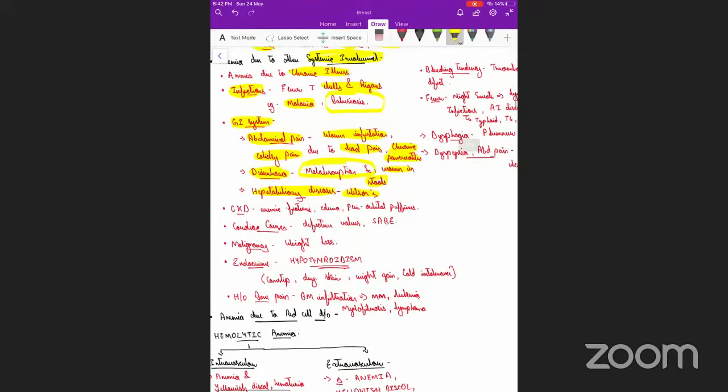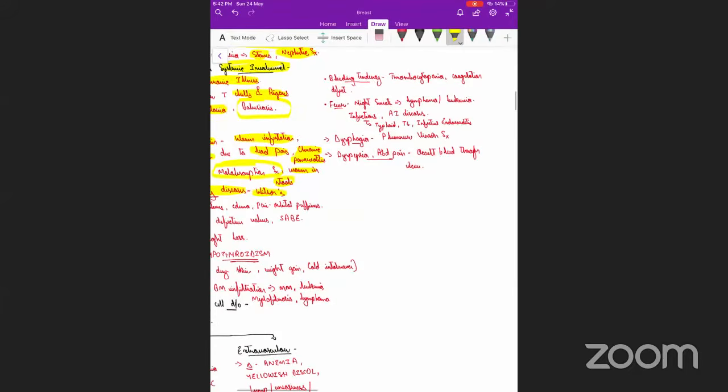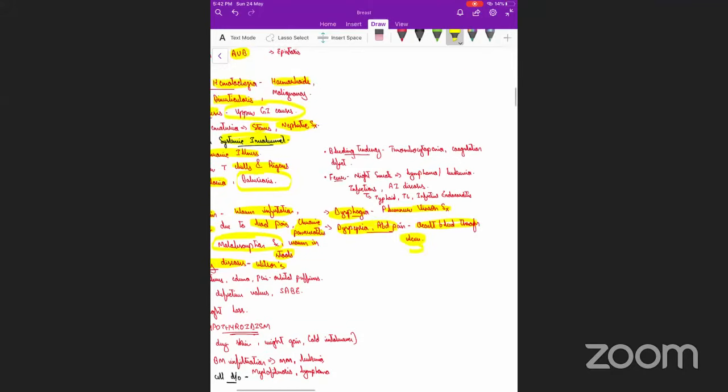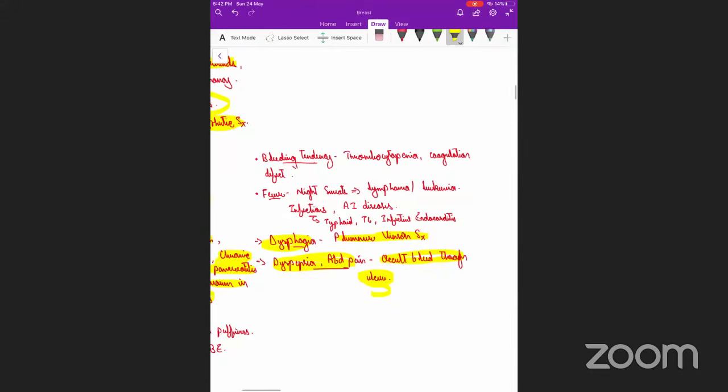Okay. Then we can think of dysphagia. If dysphagia is there, very evident, Plummer-Vinson syndrome. If dyspepsia and abdominal pain is there, then we can think of any occult bleed through ulcer. Occult bleed through ulcer. So then what else do we think of? If there is any bleeding tendency in the patient, if there is a history of bleeds and all, we can think of thrombocytopenia as the primary disorder, which has led to blood loss, which has led to anemia, or any coagulation defect as well we can think of.